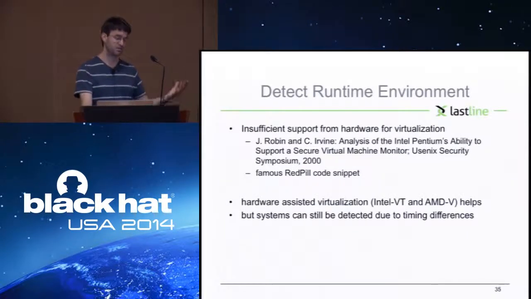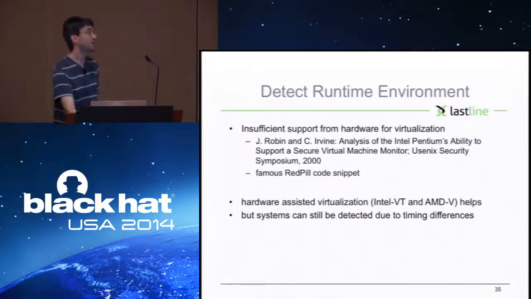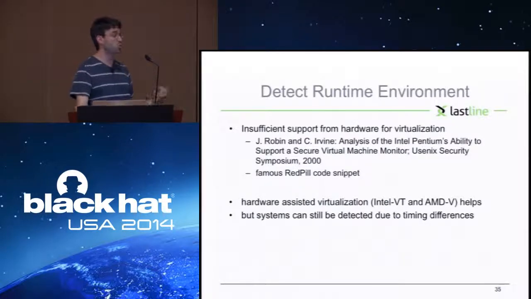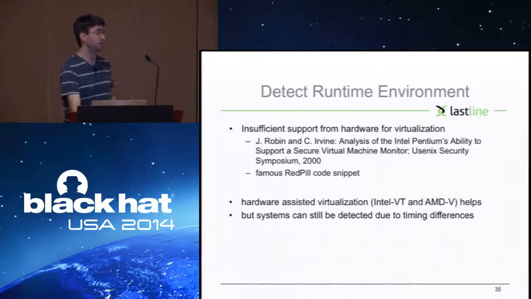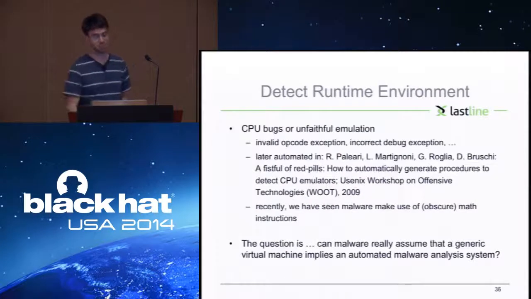Of course, with the advent of hardware-assisted virtualization, for example Intel VT, these differences shrank substantially. So this is getting increasingly harder, because hardware is now making it more and more difficult for a program to understand if it's being run inside a virtual machine or not. But it remains a problem, and there are CPU bugs.